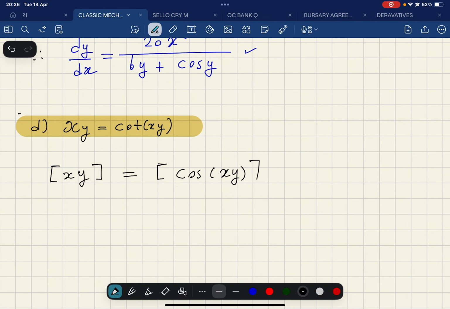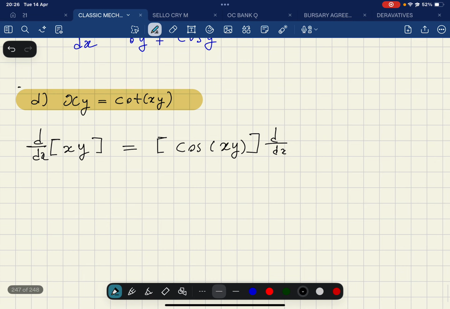Cos of xy, I multiply both sides by d over dx. From there, to differentiate the one on the left, I use the product rule. So I derive x, I get 1, I keep y, I say plus. I keep x, I derive y, I get 1, and I tell them I derived y with respect to x.